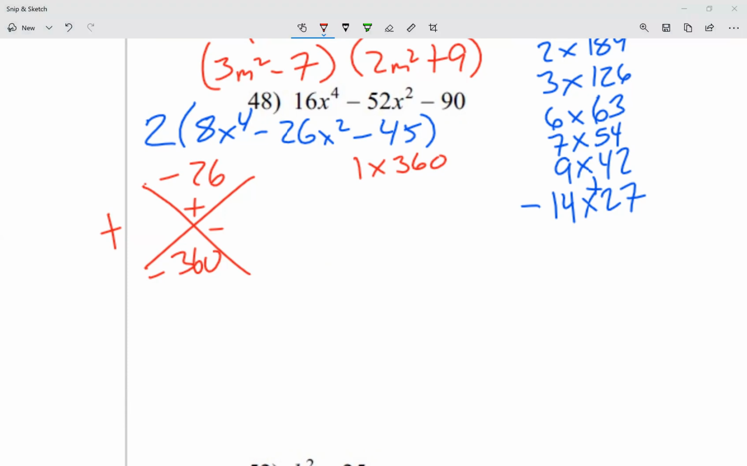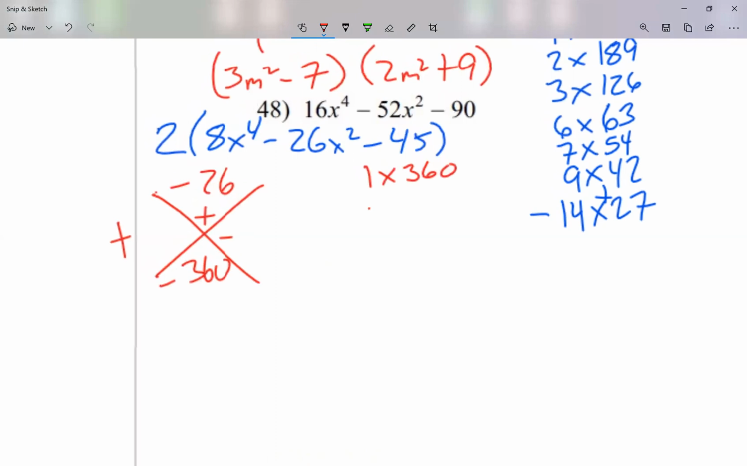Okay, so this one doesn't work. How about 2 times 180? Yeah, 2 times 180 is 360, but when I subtract them, it's not 26. Okay, so how about 3.